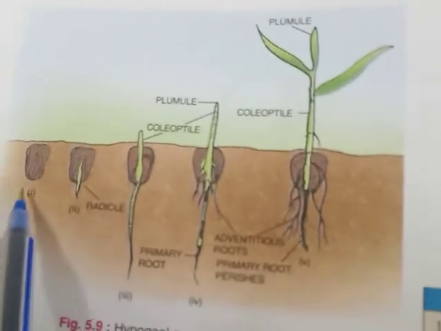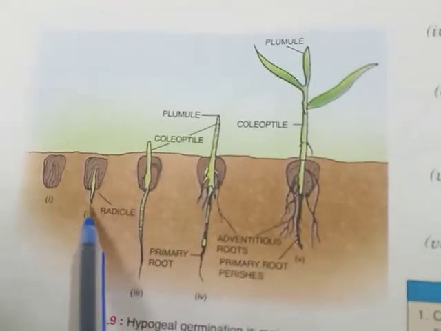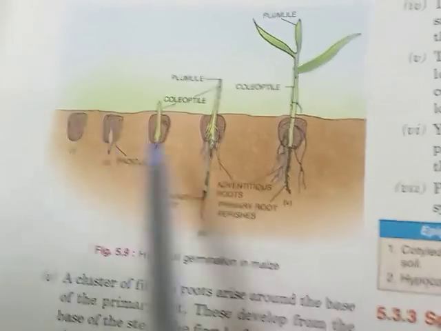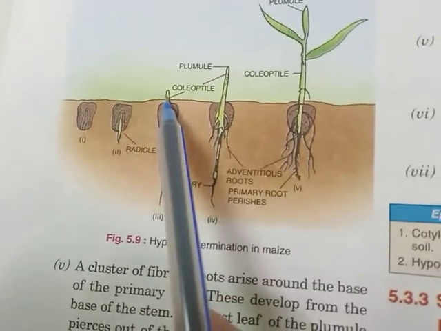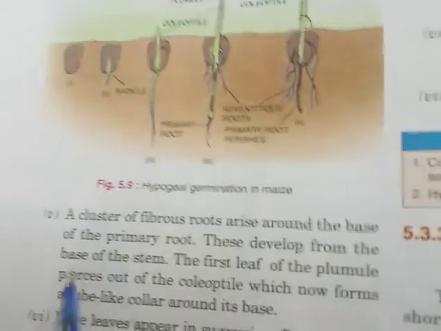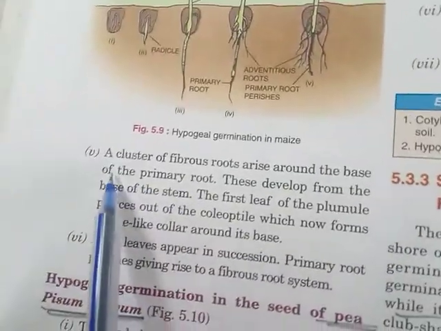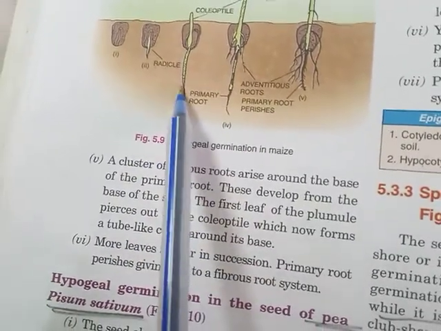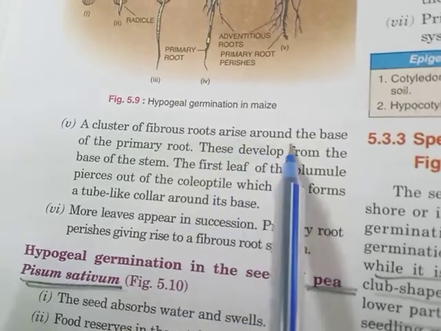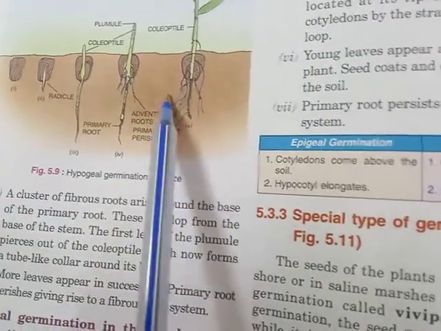You can see here, children, this is a maize grain and the radicle is coming out first, piercing through the coleorhiza, and the coleoptile emerges in the opposite direction to the coleorhiza. Then here you can see the root and root hairs also. A cluster of fibrous roots arise around the base of the primary root. You can see here, this is the primary root and the cluster of roots appears here.